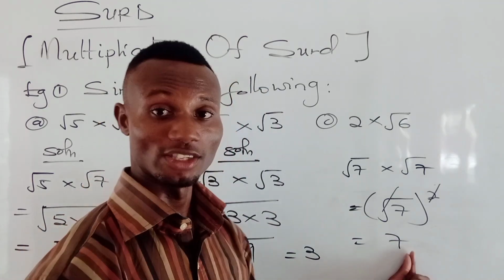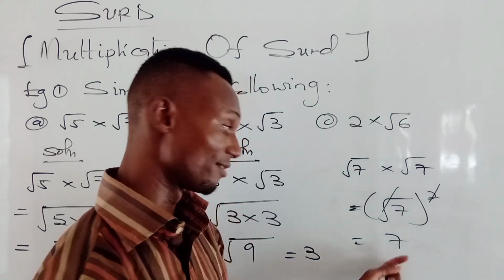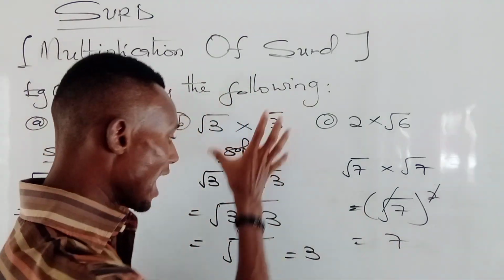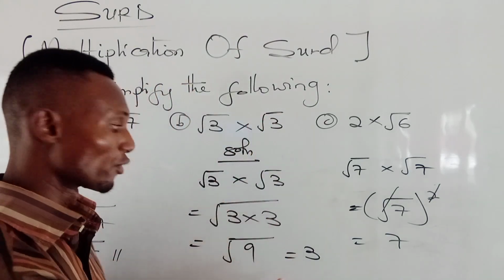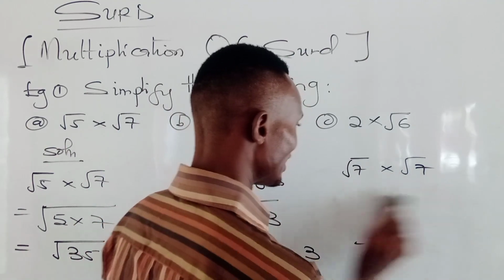Okay, so this is your answer for simplifying square root of 7 times square root of 7. You get 7. Or if you choose to do it the other way that I taught you using this same process, you get the same answer. Let me clean it and let's solve it again.